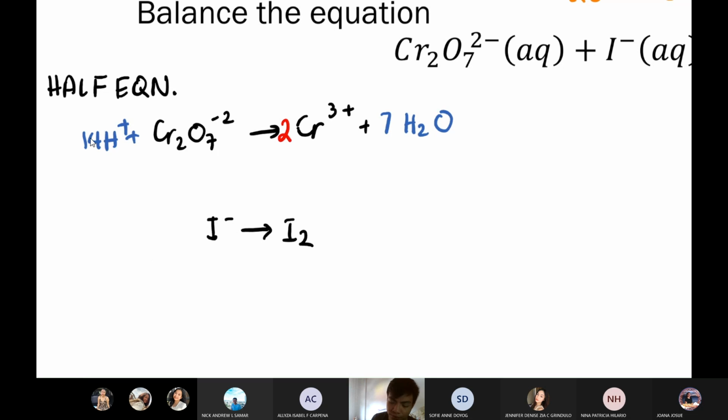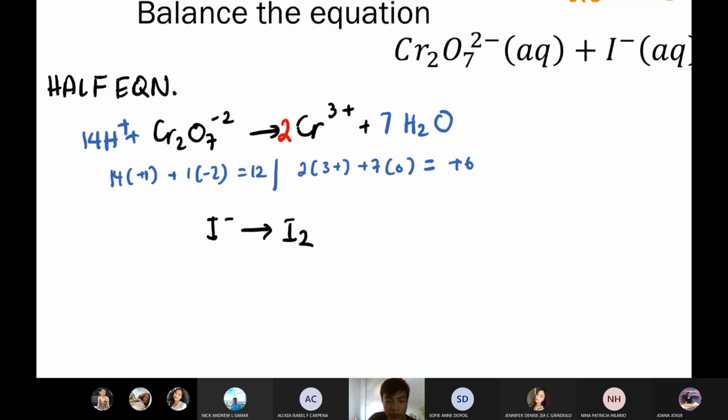Now charges, this is 14 times positive 1, 1 times negative 2. So this is 12. The right side you have 2 times 3 plus 7 times 0. This is positive 6 na. Okay, so 12 yung highest charge, add electrons para maging 6, no? So I will add 6 electrons. Okay? Yun.